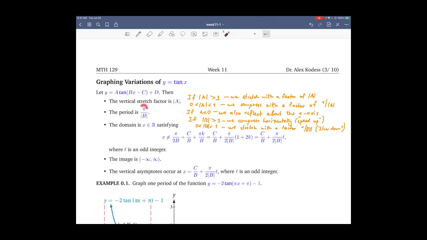The period, of course, changes because of b. The period of the standard tangent function is pi, and it's divided by absolute value of b. As b is greater than 1, the period decreases, so we are getting faster. If b is between 0 and 1, then of course pi over absolute value of b is greater than pi. So we are slowing down. The period grows.